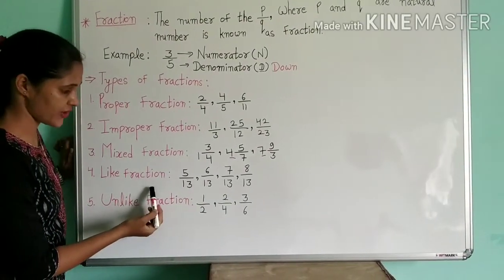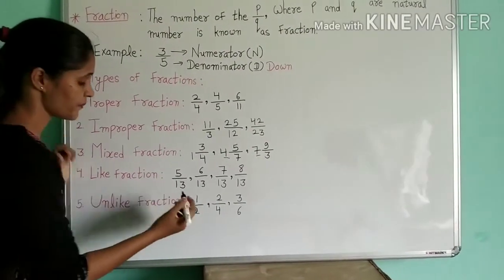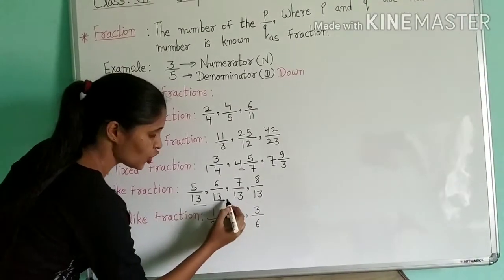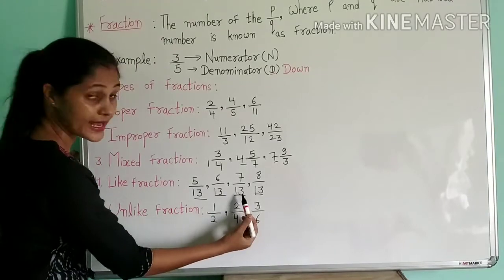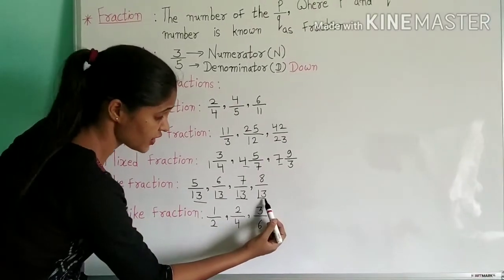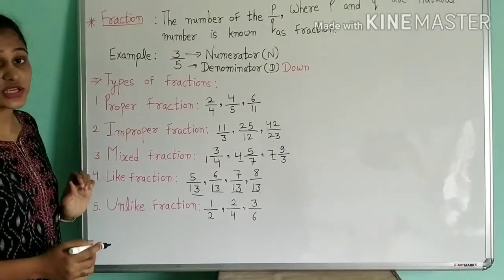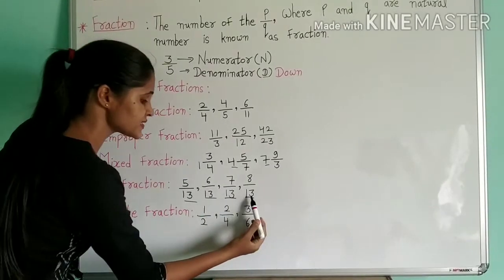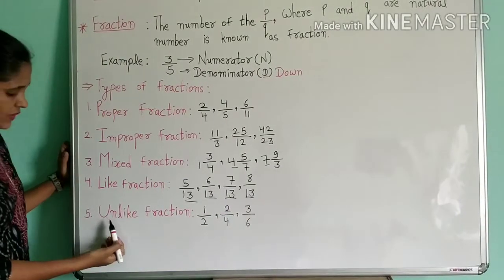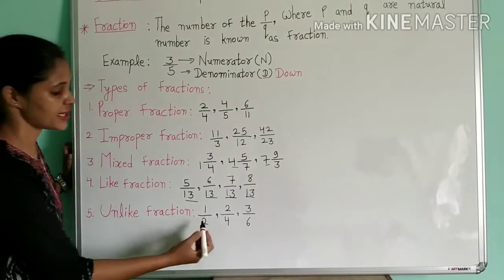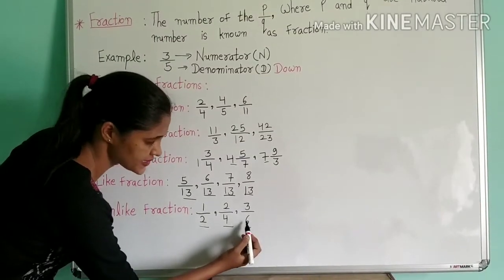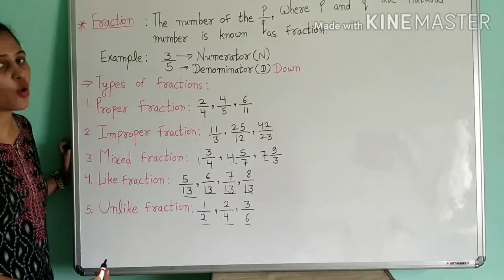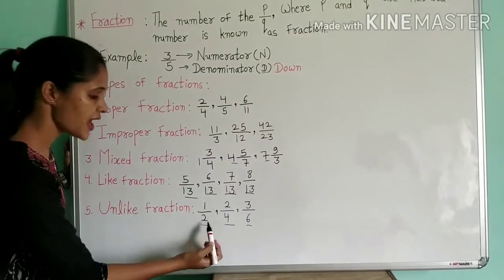Fourth is like fractions. In like fractions, denominators are the same. See here 13, here also 13, here also and here also. So in like fractions, all the denominators are the same. But in unlike fractions, the denominators are not the same. See here 2, 4 and 6, which means the denominators are not the same. That's why it is an unlike fraction.